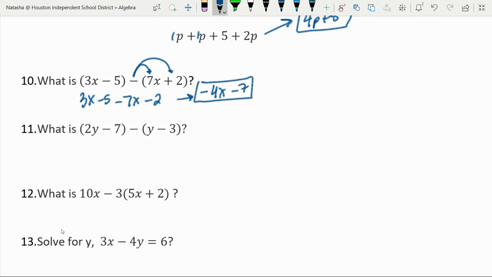Number 11, all we're doing here is, just like we did above, just be careful. This becomes 2y minus 7 minus y plus, because a negative times a negative is a positive, 3. So again, we're going to combine like terms. So this just becomes y. And then minus 7 minus 3 is going to give me negative 4.